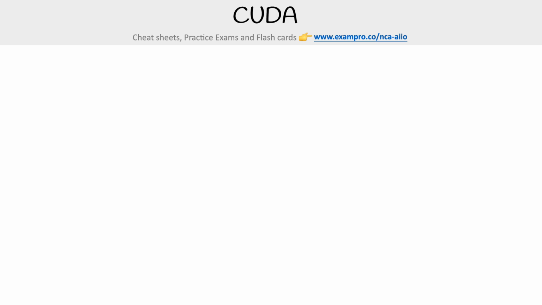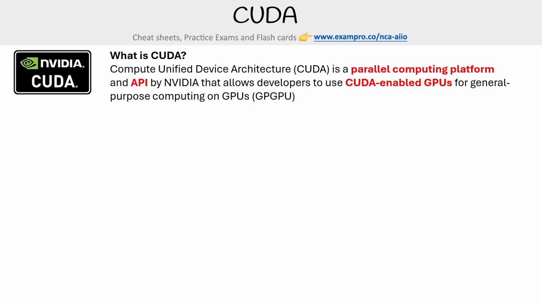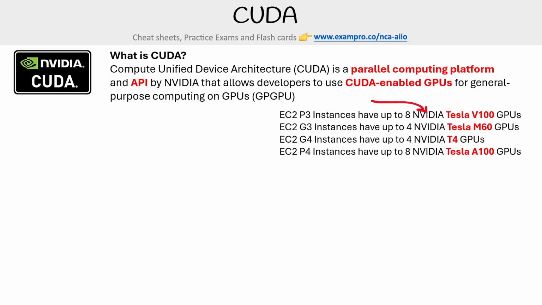All right, let's take a look here at CUDA. CUDA stands for Compute Unified Device Architecture and is a parallel computing platform and API by NVIDIA that allows developers to use CUDA-enabled GPUs for general purpose computing on GPUs, also known as GPGPU, okay? And you saw earlier with my RTX graphics card that it is CUDA-enabled. I don't know of any NVIDIA graphics cards that aren't CUDA-enabled, but if there are, I'd be surprised.